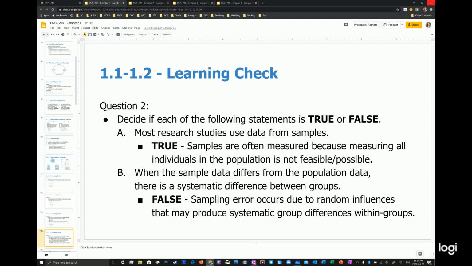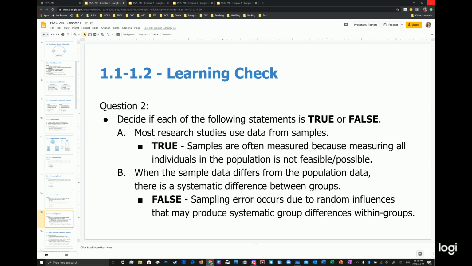So, here are the answers to our true and false questions. Yes, for A, it is true that most research studies use data from samples, again because the population is often too big for us to ask everybody. Finally, for part B, when the sample data differs from the population data, there is a systematic difference between groups. Now, if you don't know what systematic difference means yet, that's okay. You'll learn that later. But look at the words between groups.